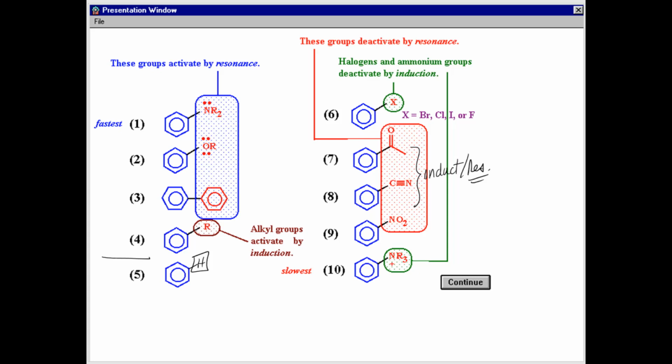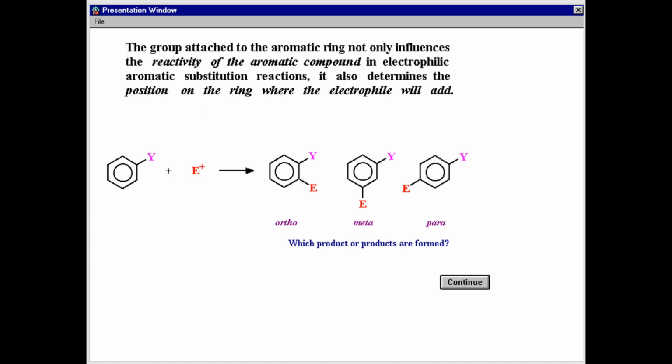So that was part 1. That was the first idea, is we have activating and we have deactivating groups. The next part is which product do we get, ortho, meta, or para, or combinations of these, if we do this reaction. How does this Y group then affect the percentages of these products that are formed?